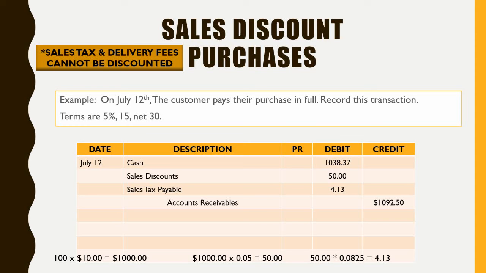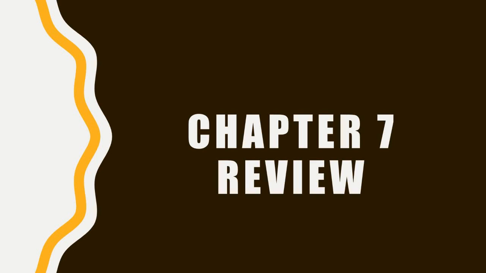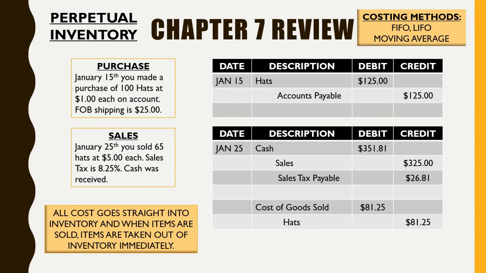Because they end up doing that, you don't need to recognize anything else, because it's a discount. They're not returning the product back to you. So all you're going to recognize is just the payment, because you already recorded the sales. You don't need to update your inventory because they're not returning the product. Any questions in regards to the last three sections of chapter 7?